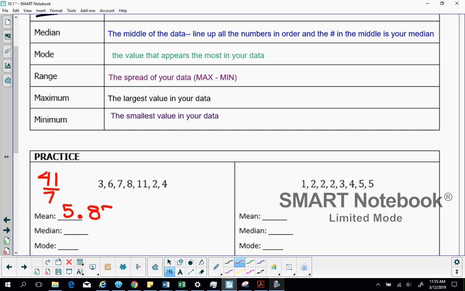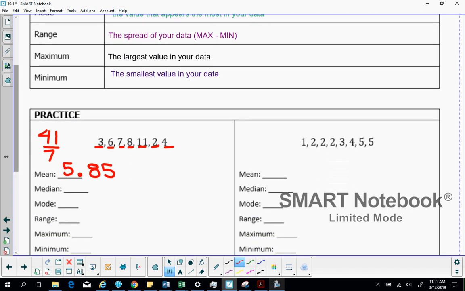Why did you pick 7? Because there are 7 numbers: 1, 2, 3, 4, 5, 6, 7. Miss, can you put a dot after the 5? No, just round. So mean is the same thing every time: we add them and we divide by how many numbers.